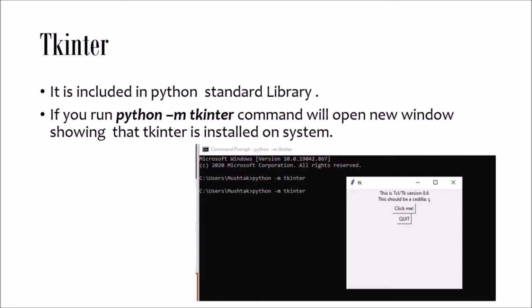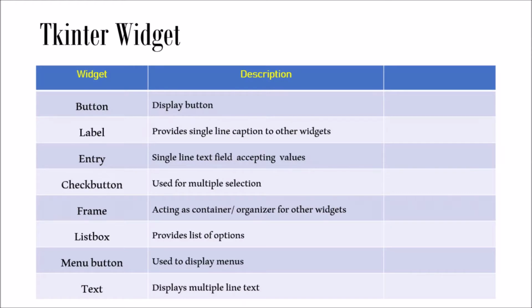So it is available. See, here is the command prompt. You type python -m tkinter and it will open such a GUI. That means Tkinter is installed on your system. Now after that, we will discuss Tkinter widgets. Various widgets are available. So what do we mean by widgets? It is nothing but the options you give on the GUI.